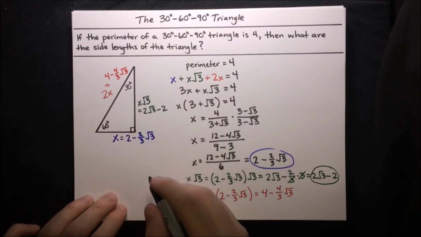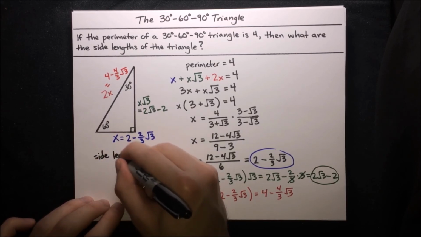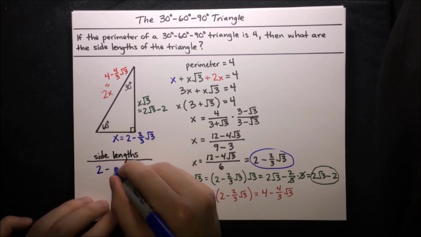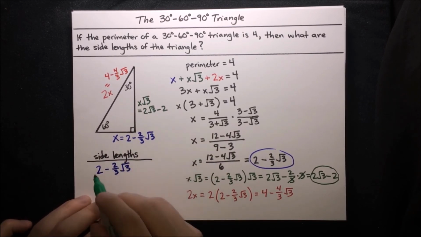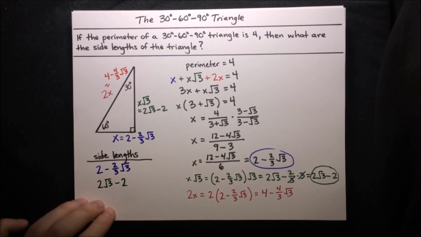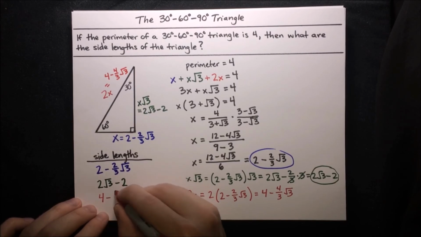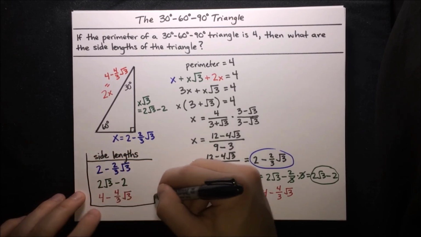So we can finally write our final answer. The side lengths are as follows. We've got the shortest side, 2 minus 2/3 root 3. Then we've got the middle side, 2 root 3 minus 2. And then we've got the largest side, the hypotenuse, which is 4 minus 4/3 root 3. And there we go. These are the side lengths of the triangle.